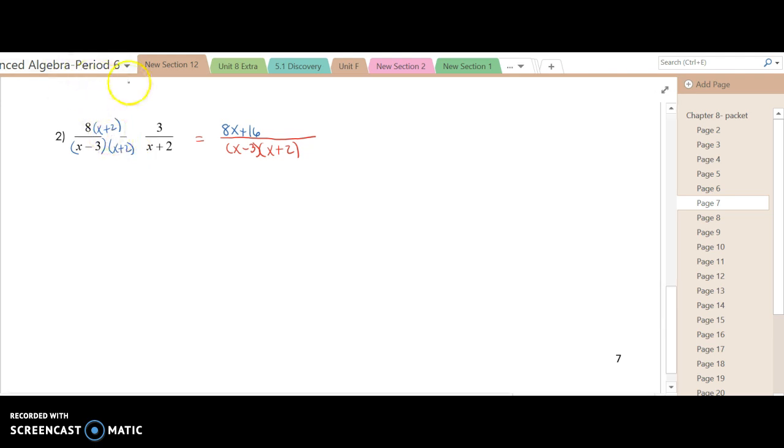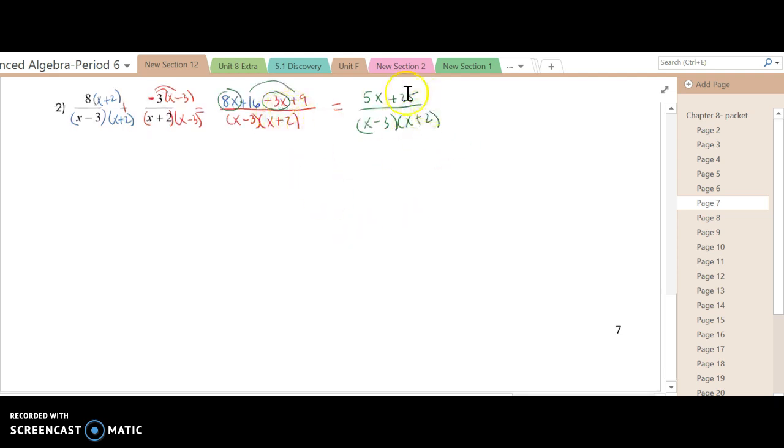But now what I like to do here is change this subtraction to addition and put the negative with the numerator. And the reason is, now what do I have to multiply x plus 2 by to get my common denominator? I need that x minus 3 there. So I'm going to multiply by x minus 3, but now when I distribute this negative 3, I get minus 3x and then plus 9. So now when I combine like terms, 8x minus 3x gives you 5x, and then 16 plus 9 is plus 25, all over x minus 3 times x plus 2. And you are done. All right?